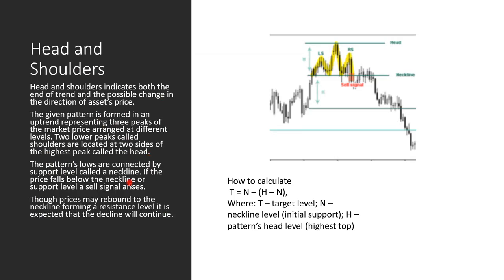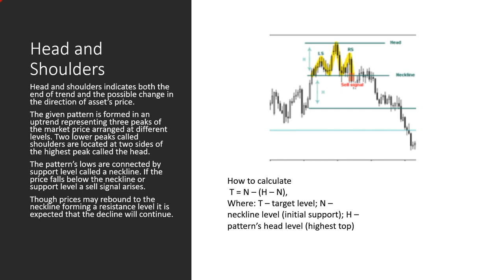Now, the reason that the neckline and the head are critically important with the head and shoulders is we can start using this pattern to make trading decisions, because contained in this head and shoulders pattern is a whole bunch of information. So we have a standard formula. This is not my formula, it's a standard market formula. And this tells us that the target price is equal to the neck minus the neckline.